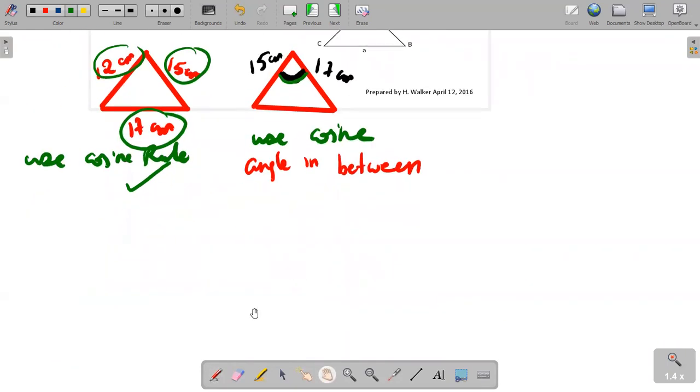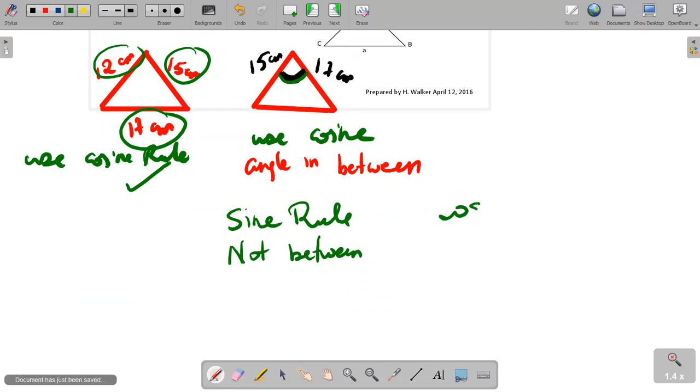So let's go through the checklist. Sine rule is when the angle is not between, and cosine is when the angle is between. If you got it, say got it, because now we're going into the examples.